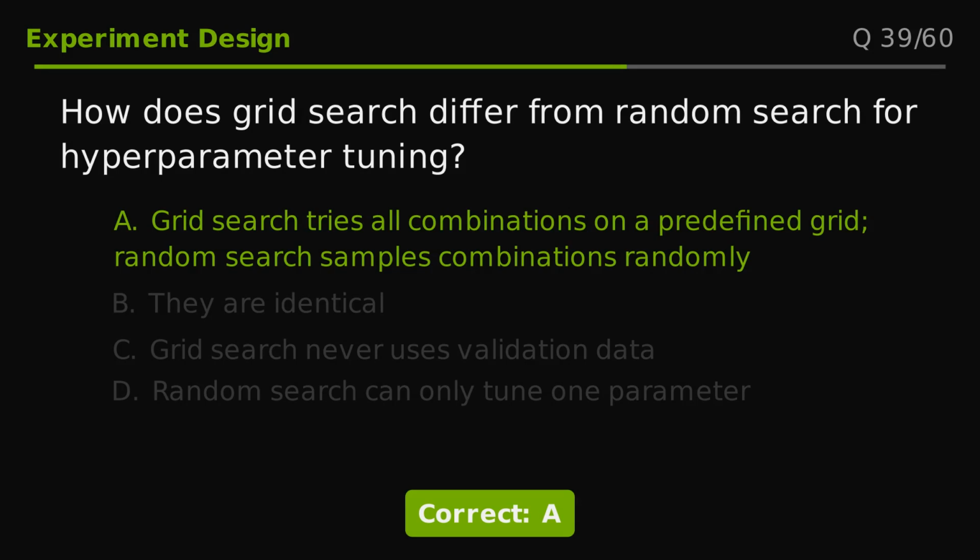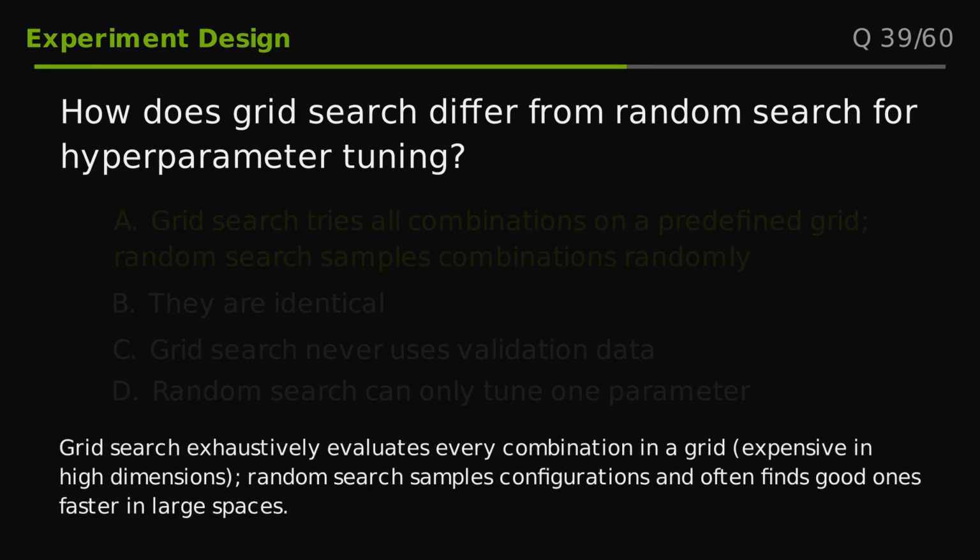The correct answer is A. Grid search exhaustively evaluates every combination in a grid, expensive in high dimensions. Random search samples configurations and often finds good ones faster in large spaces.